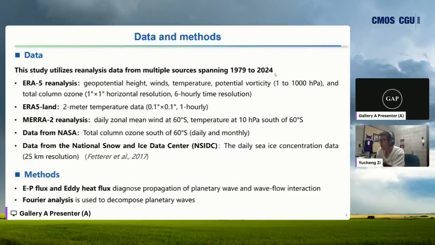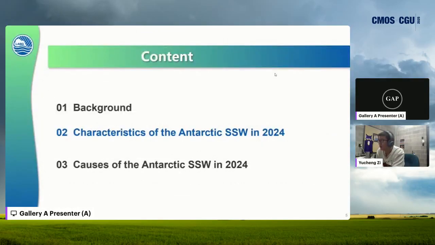Next, data and method. Data include ERA5 reanalysis and MERRA-2 reanalysis, and so on. The methods include EP flux and heat flux and the field analysis.